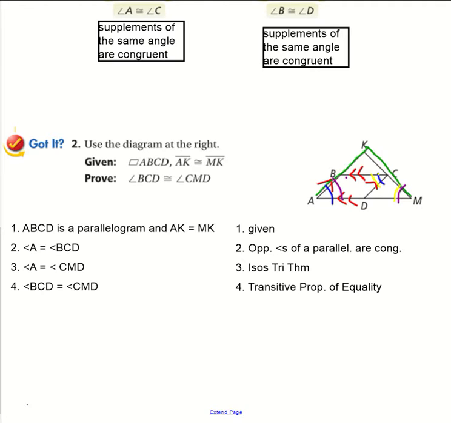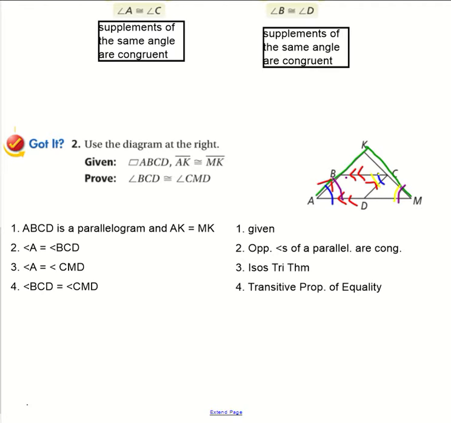I've notated that with the purple lines in there. That's the isosceles triangle theorem. Angle BCD is congruent to angle CMD. That's the transitive property of equality. And I notated that with yellow in my drawings.